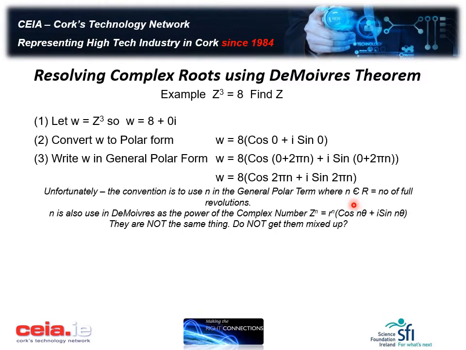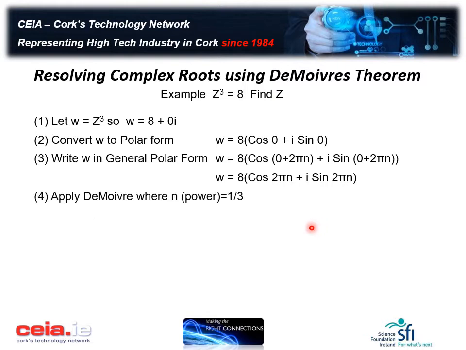plus i sine 2 pi n. Okay. One note I want to add here: the convention for the general polar form is like this, with n in it. And unfortunately, the convention for De Moivre's theorem also uses n as the power of the complex number. z to the power of n is equal to r to the power of n times cosine n theta plus i sine n theta. They're not the same n, not the same thing, so don't get them mixed up, okay?